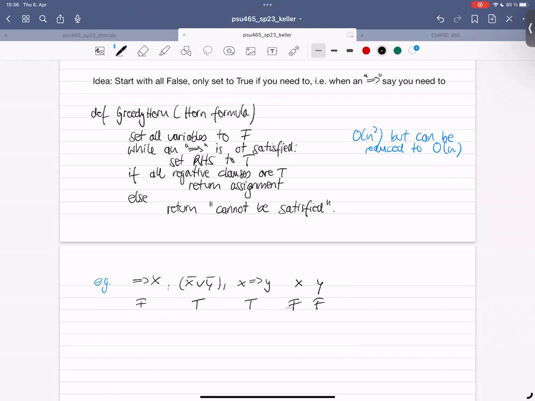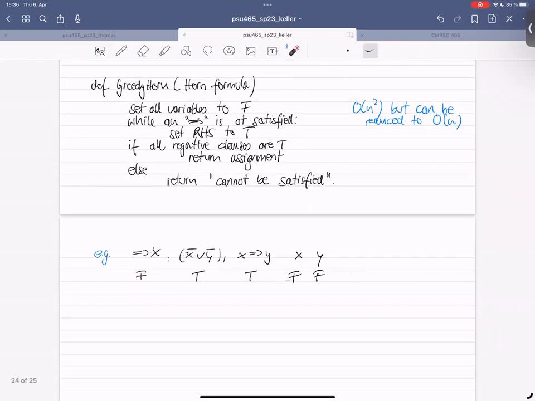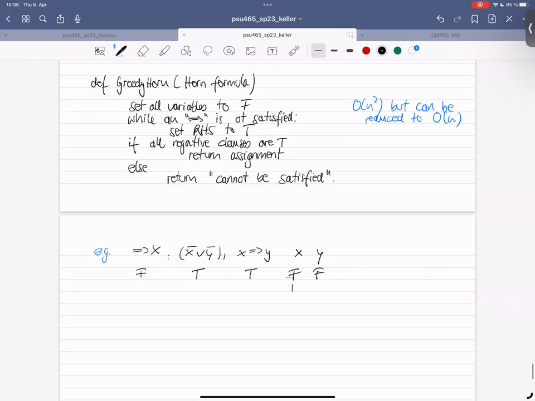Okay, so then our greedy algorithm tells us to scan for these implications that are currently false and make them true. The only way to do this, we said, is to set the right-hand side to true. So in this case, we have to set X equal to true. This is the second attempt. We set X equal to true, and Y remains false. Then this makes the first implication true, and our negative clause is still true because Y is false, so not Y is true. And the second implication now turns false because Y is false even though X is true.